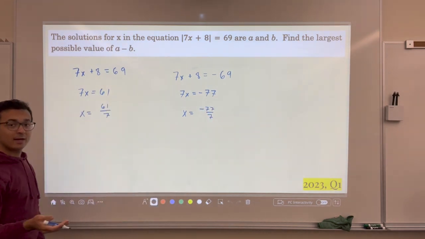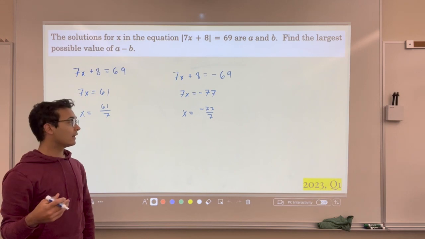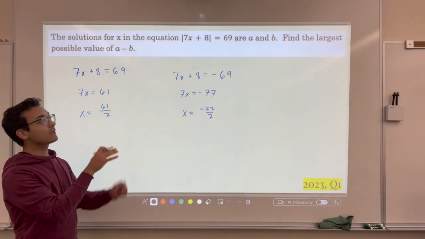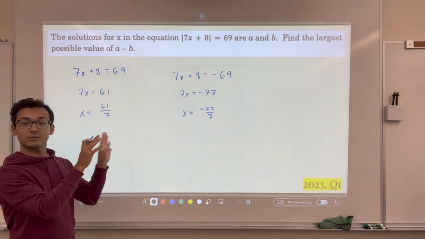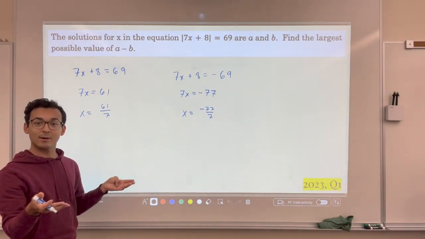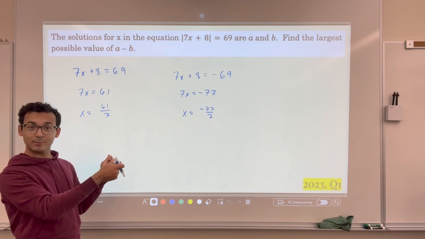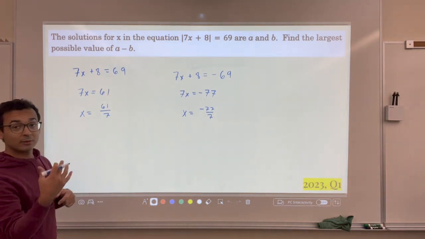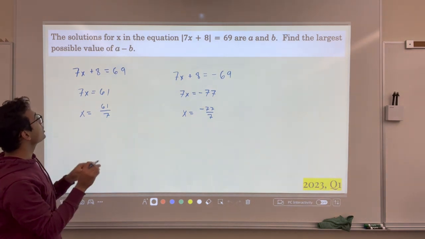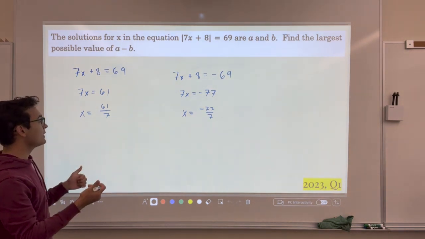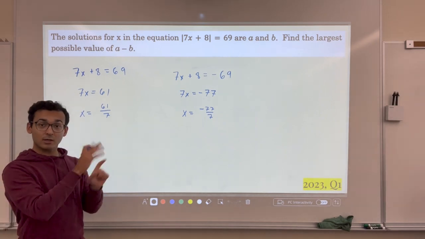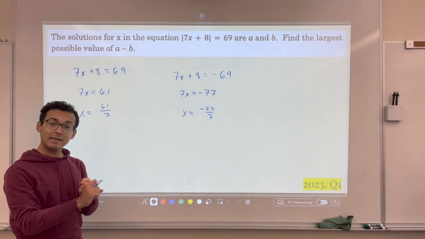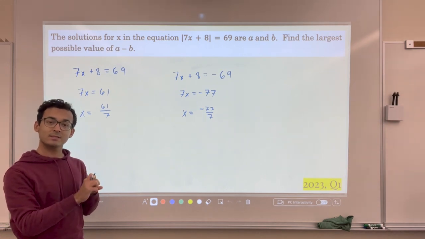Now we could simplify negative 77 over 7 to negative 11, but I'm going to leave it as is because we're going to be subtracting the 2 values, and to do that we'll need a common denominator, and we already have a common denominator of 7, so there's no need to simplify that. So now the question's asking, find the largest possible value of a minus b. So basically you can subtract these values in 2 different ways, one that will result in a negative answer and one that will result in a positive answer.